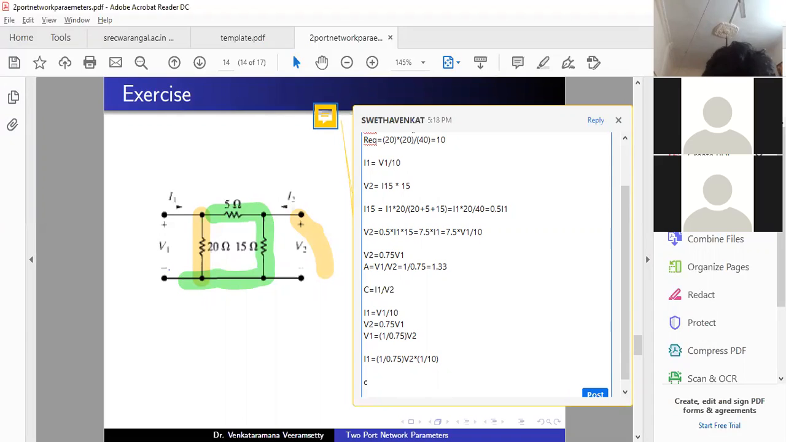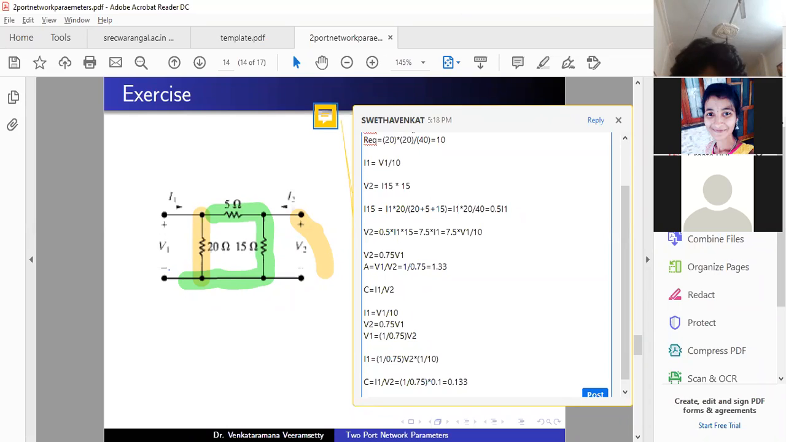Now, anyone can tell what the value of C is? That's equal to I1 divided by V2, that's equal to 1 divided by 0.75 into 0.1. So anyone can tell the value here? 0.133. Okay, 0.133.